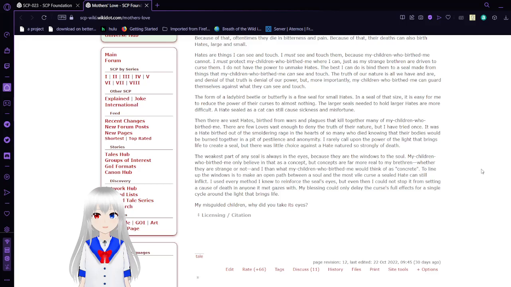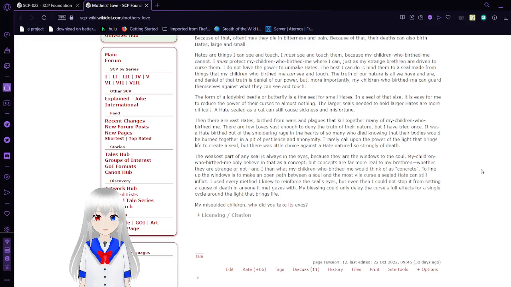The weakest part of any seal is always in the eyes, because they are windows to the soul. My children who birthed me not only believed in it as a concept, but concepts are far more real to my brethren, whether they are strange or not, and I, than what my children who birthed me would think of as concrete. To line up the windows is to make an open path between a soul and the most vile of curses a sealed hate can still inflict.